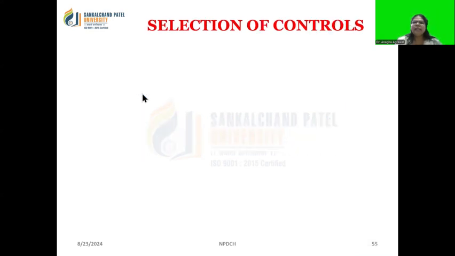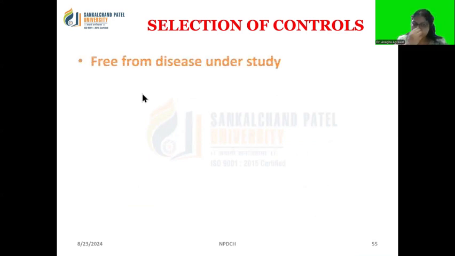Then the second step is selection of controls. Once you find the cases, you have to have controls. So what is the difference between your controls and your cases? Cases are generally exactly similar to your controls. The only thing is that the disease is not present, because we want to study what risk factors are there in the cases which are not there in the controls, and that's why the cases have the disease. That is the basic hypothesis behind this study. That's why we take people who do not have that particular disease.